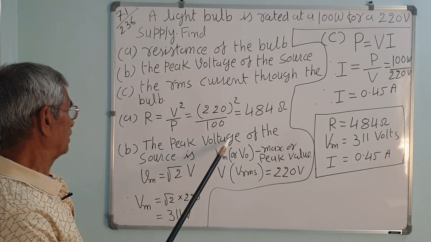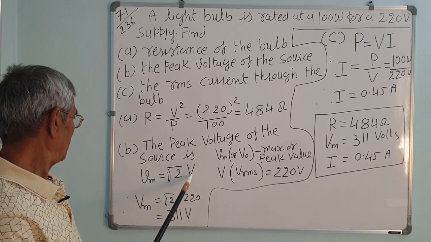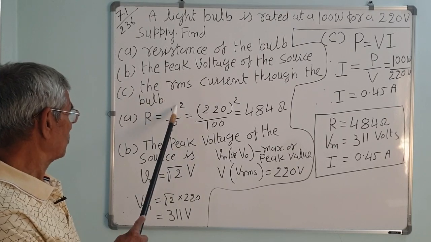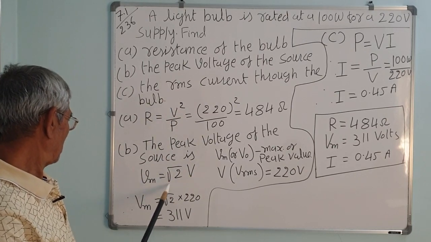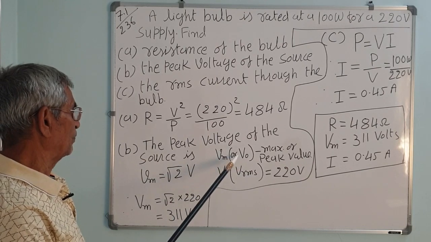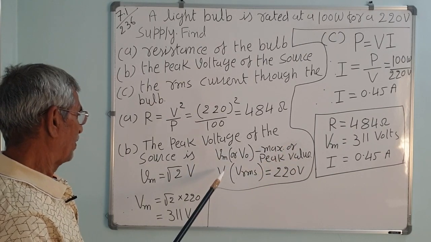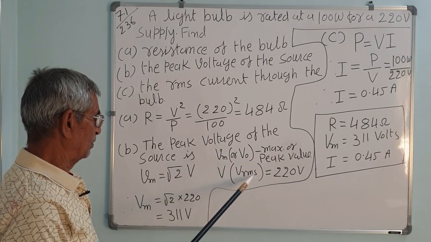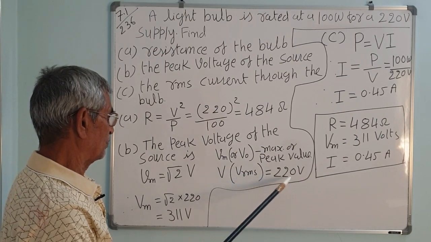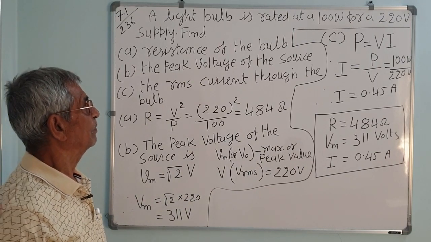Second, the peak voltage, that is maximum voltage. We know that maximum voltage Vm is equal to under root 2 times the RMS value. This is the RMS value, or in some books they have written V. In your book it is written V. So under root 2 V. So Vm, or V0 in some books, is the maximum or peak value. Vrms is the virtual or effective value. Whatever we get, the effective value is 220 volt. So Vm is equal to under root 2 into 220, that is 311.